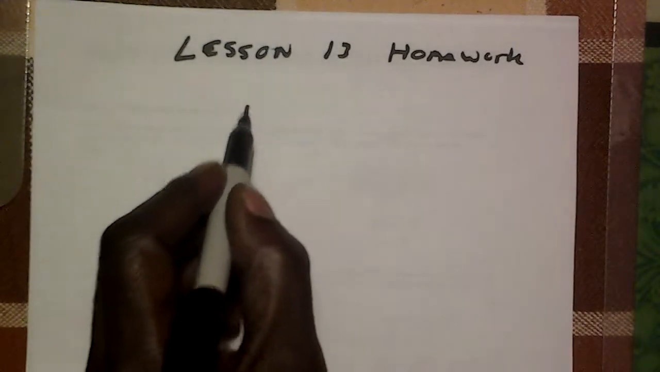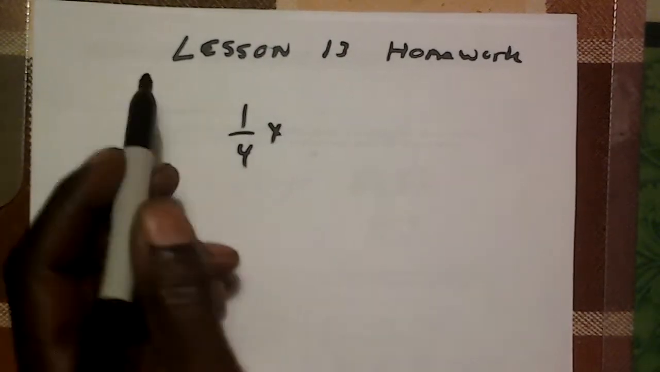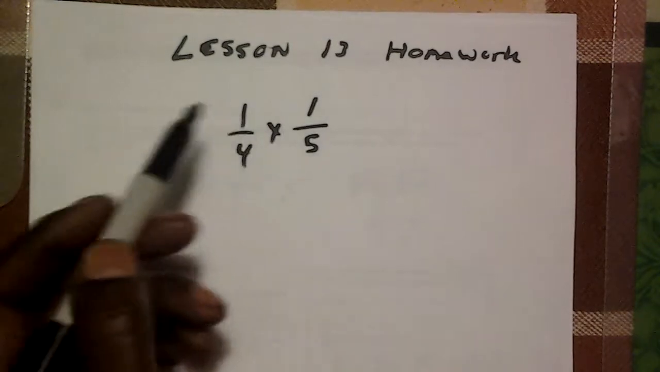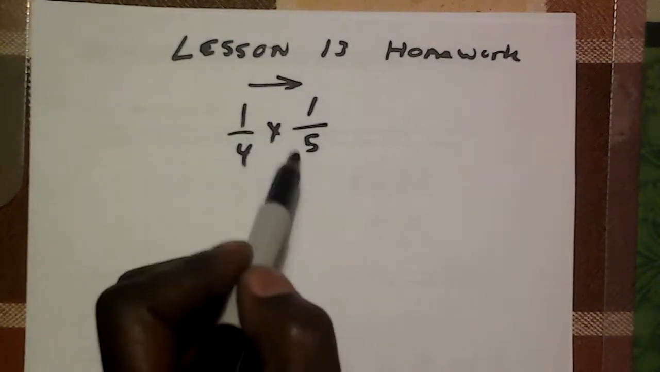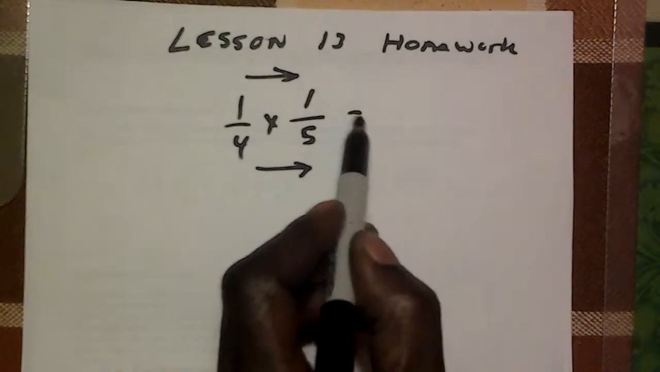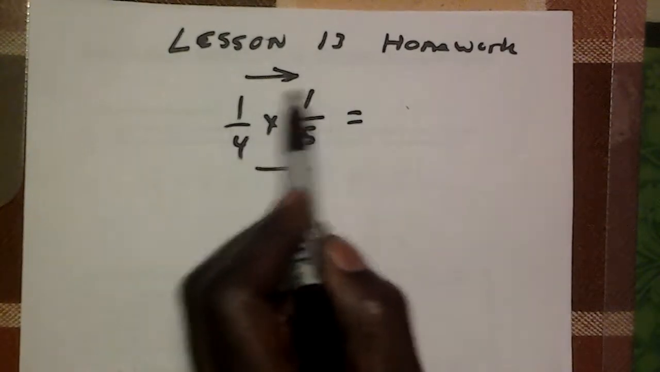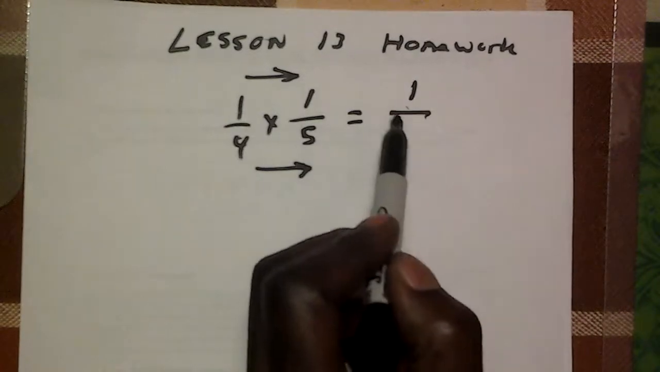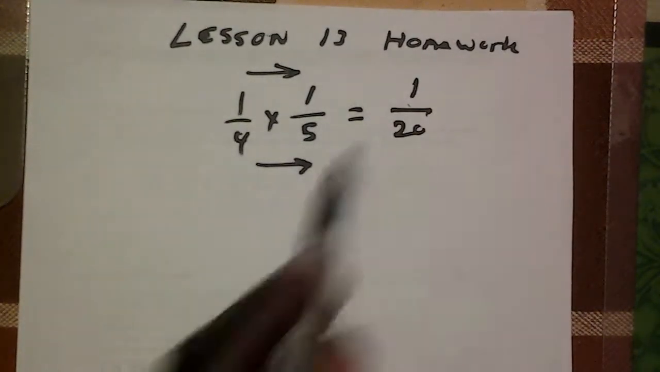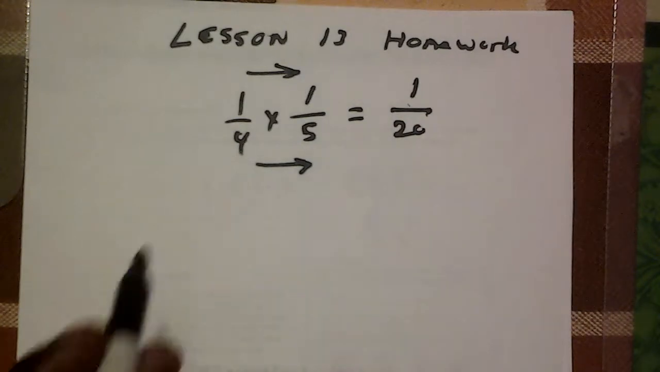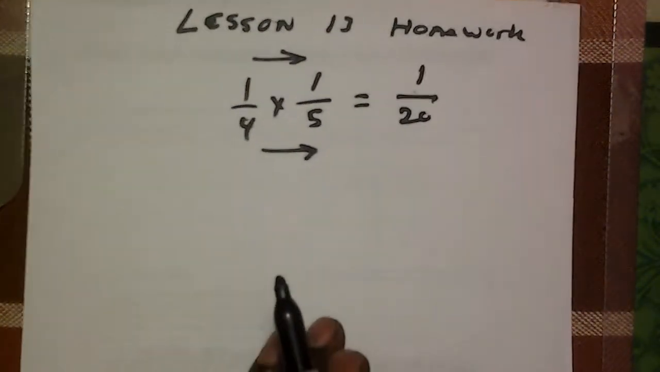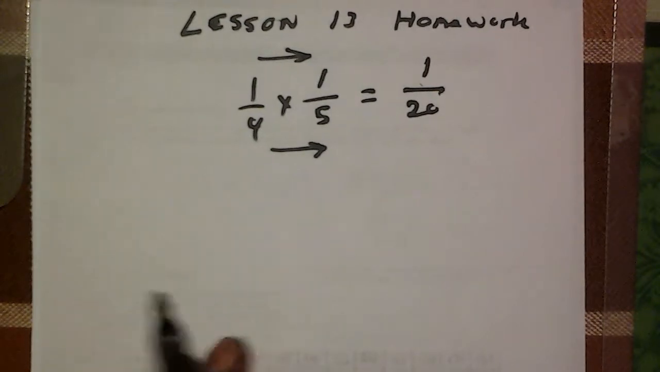So today is lesson 13, homework. In this one, we're multiplying unit fractions by unit fractions. Let's make one up: 1/4 times 1/5. As you know, when we multiply, we just go straight across. So 1 times 1 equals 1, 4 times 5 equals 20. So 1/4 times 1/5 equals 1/20th. But unfortunately, we cannot do that. We're going to just use that to check.